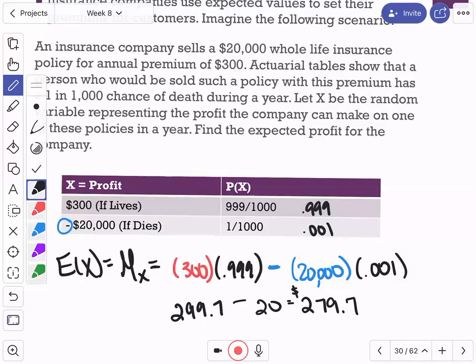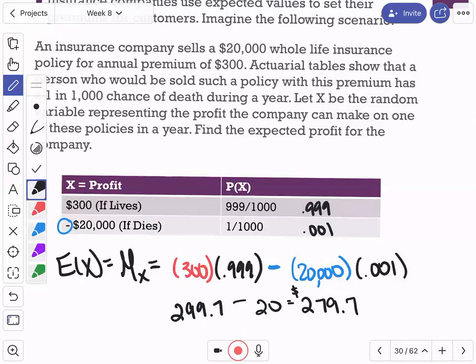So they make $279.70 off of every person. If you have a lot of people, it's going to be a lot of money. But do we understand how to calculate the expected value? Yes, everybody okay with that, right? All right, good. So now let's move on then.